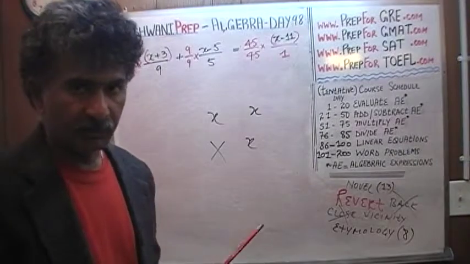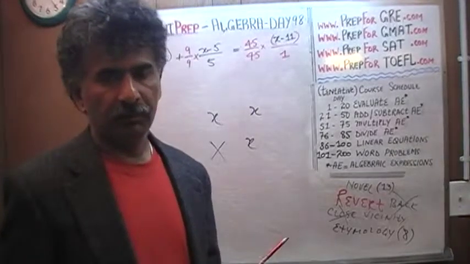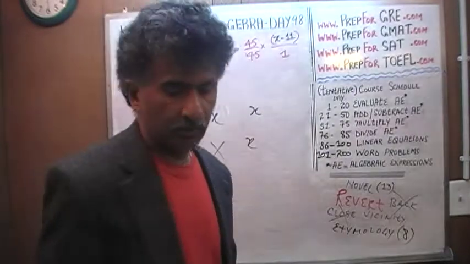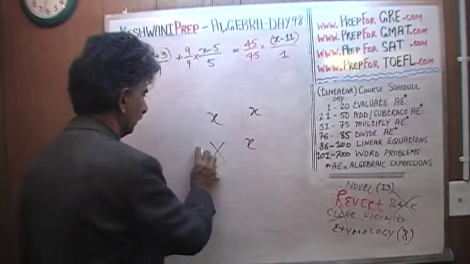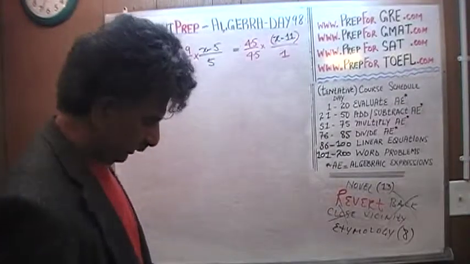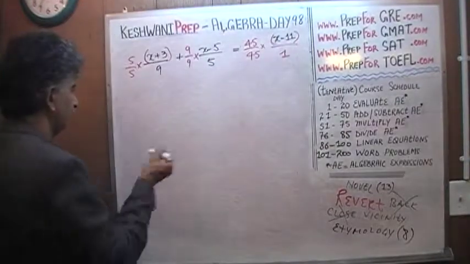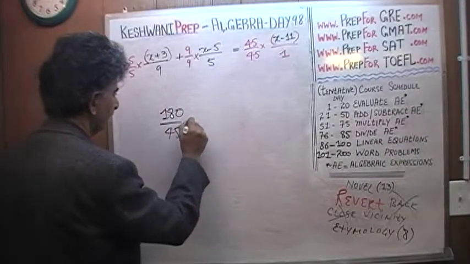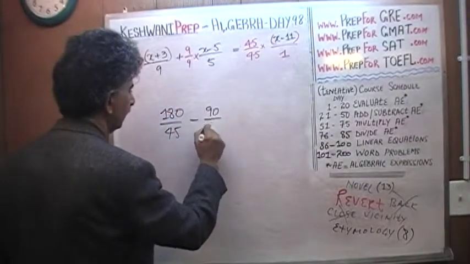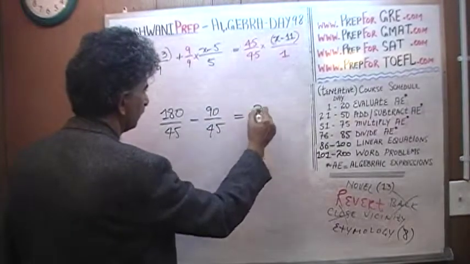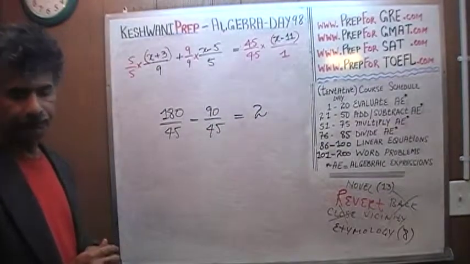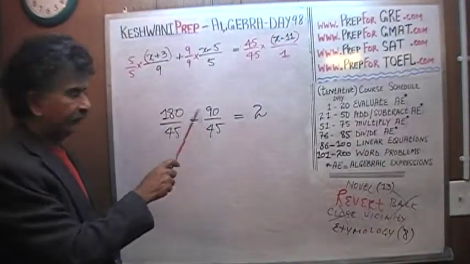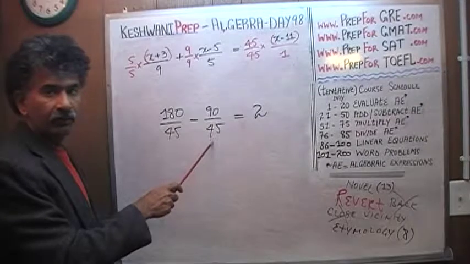Since every single term throughout the entire equation has the same denominator, we can ignore the denominator. That denominator no longer plays any role at all. For example, 180 divided by 45 minus 90 divided by 45. Would you agree that it equals 2? I hope you do, because twice 90 is 180, and 90 we know is 2 times 45.